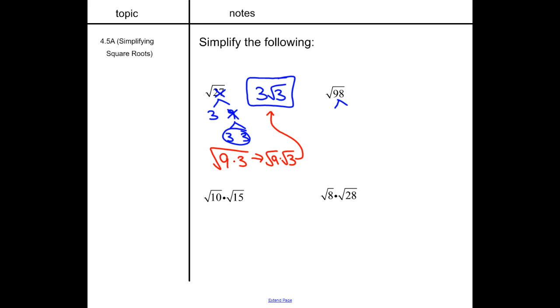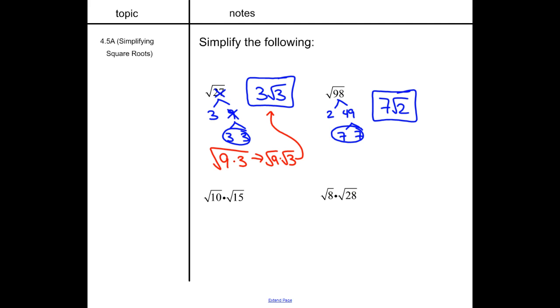So I always like to start with 2, then work my way up. So I know 2 times 49 gets me 98. Splitting 49 up to 7 times 7. We have a pair of 7, so we can bring one of those 7s out. So this is simplified to 7 times the square root of 2.